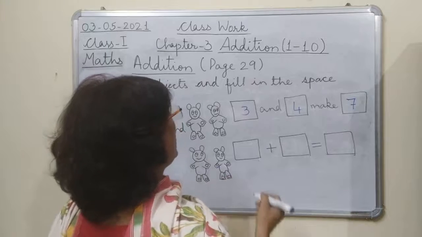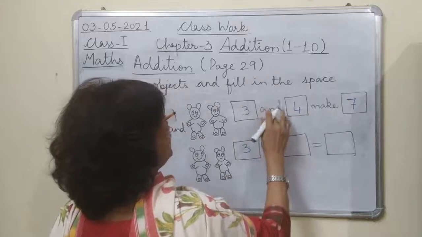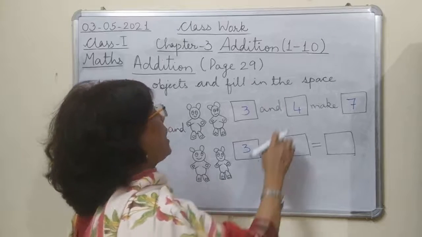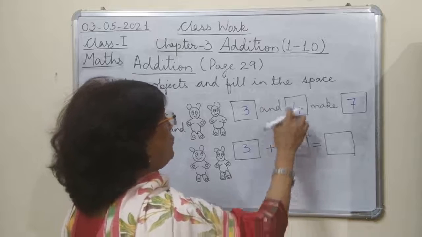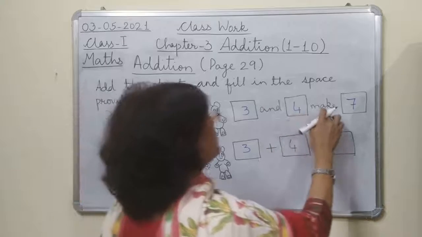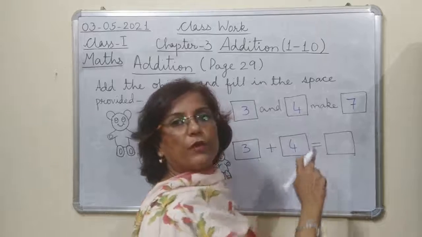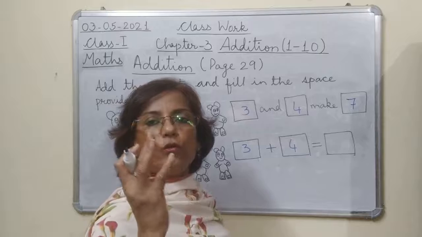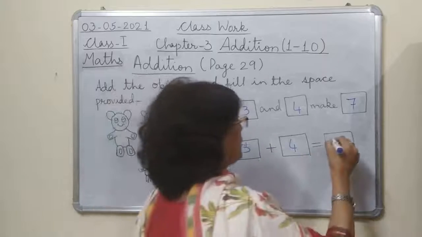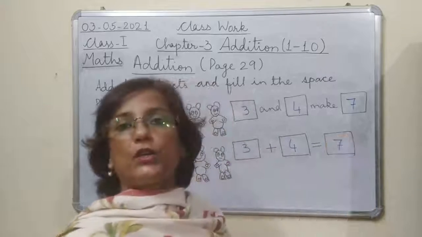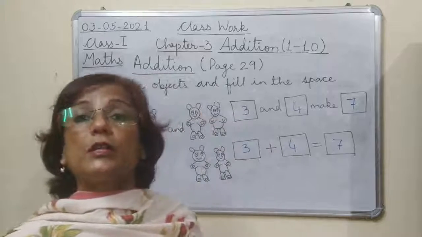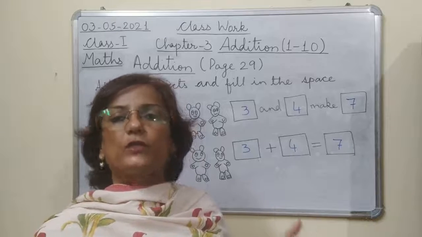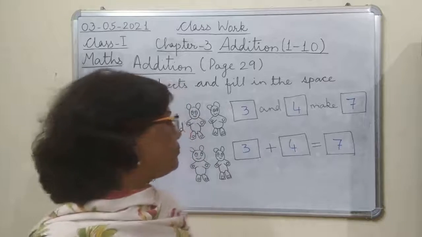Or we can write 3 in place of and. We have used the symbol of addition plus, and in place of 4 we have 4. In place of make we have used the symbol of is equal to. Okay. So 3 plus 4, 3, 4, 5, 6, 7 is equal to 7. Addition will remain the same. Sum दोनों का same आएगा. आप चाहे उसको कैसे भी ऐड कर लो. The sum will always remain the same. Okay.